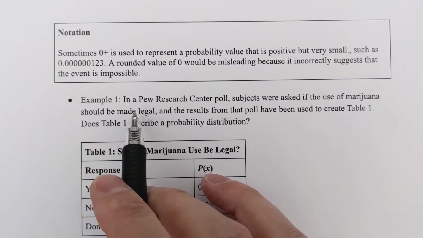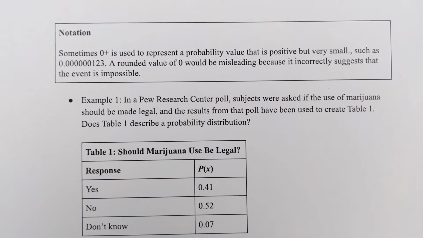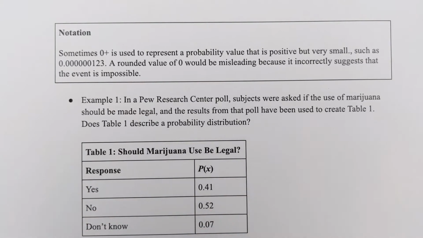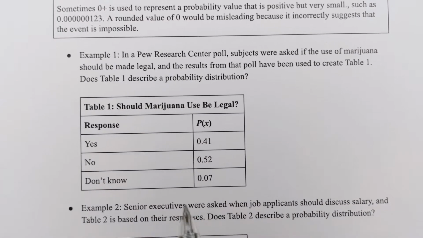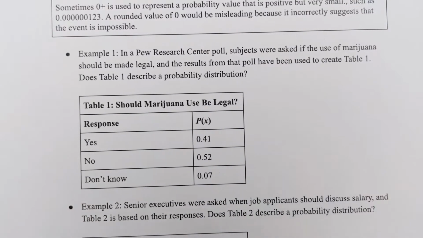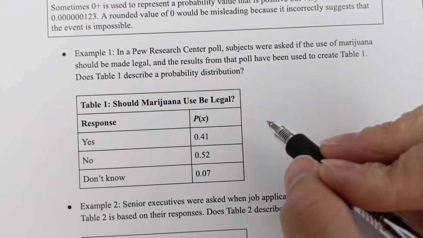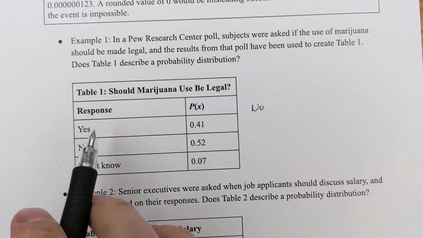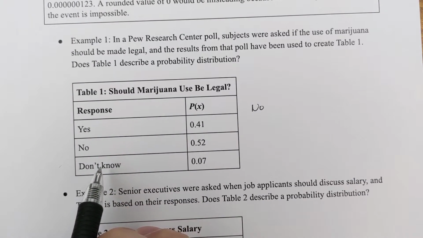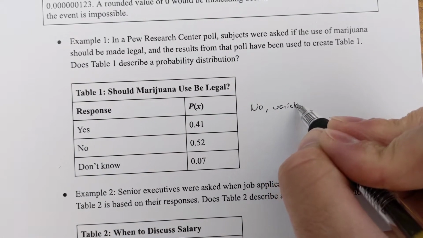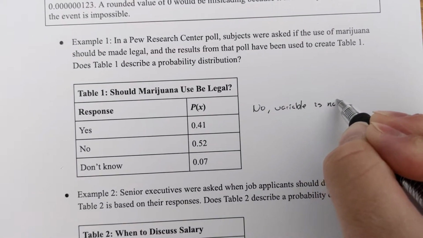So example 1, in a research center poll, subjects were asked if the use of marijuana should be made legal. The results for that poll were used to create the table below. Does table 1 describe a probability distribution? So rules for a probability distribution: a random variable that is numerical in nature, probabilities have to add up to 1, and the probabilities have to be between 0 and 1. So this one, right off the bat, is no. These are not numbers: yes, no, I don't know. So this is not a probability distribution. The variables are not numbers, they are phrases.